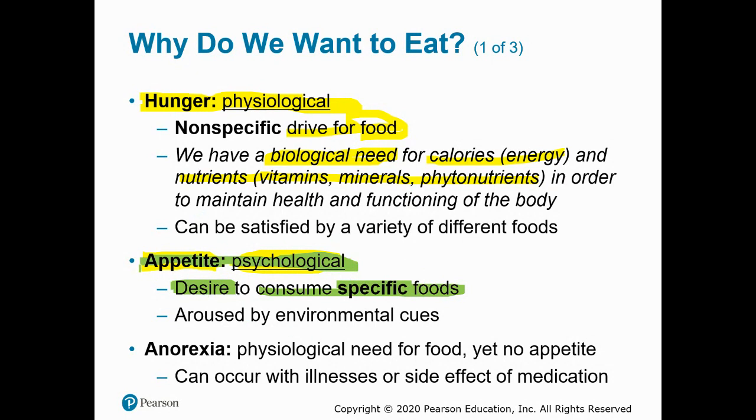So appetite is often stimulated by these environmental cues, something going on in our environment around us, and also our five senses. Again, seeing somebody else eating this food, or seeing an advertisement or commercial, even hearing. If you hear somebody open a bag of chips and start crunching on them, you're like, ooh, I want some chips, right?